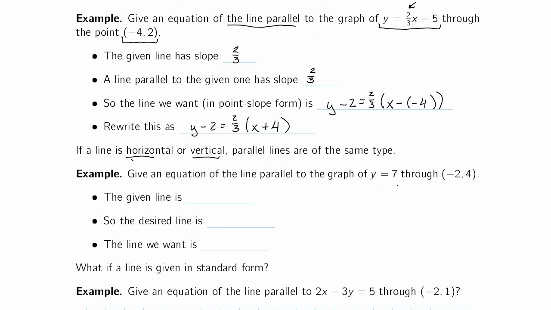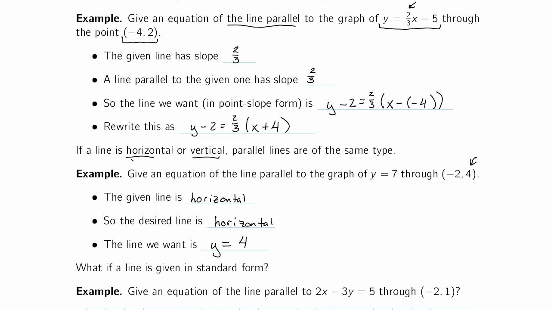So in this example, we have y equals 7. That's horizontal. y equals a number is a horizontal line. So the line that we want, that's parallel to that, is also horizontal. It'll also be in the form y equals. In this case, y equals 4. So if we're going to pass through this point, we have to have the equation y equals 4.